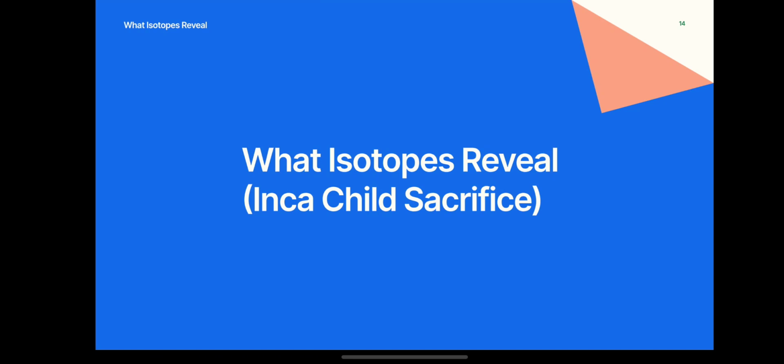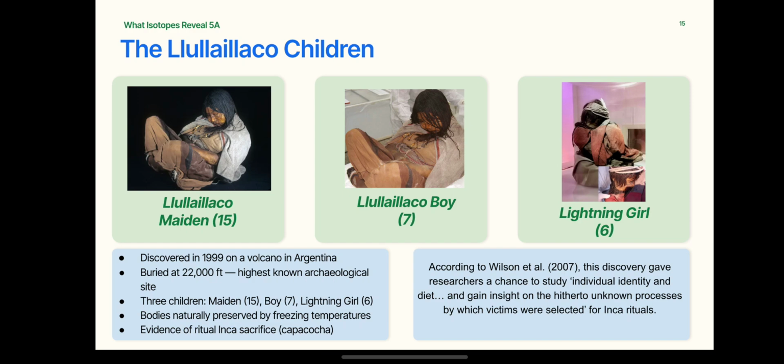So let's now look at a real case study where stable isotopes helped uncover a hidden story. Back in 1999, archaeologists found 3 Inca children buried near the summit of a volcano in Argentina, over 22,000 feet up in the Andes. These were ritual sacrifices, preserved by the freezing conditions. The most well-known is the Llullaillaco maiden, a girl around 15 years old.